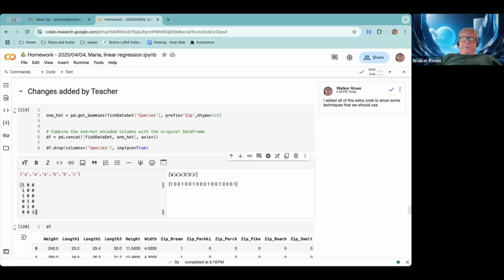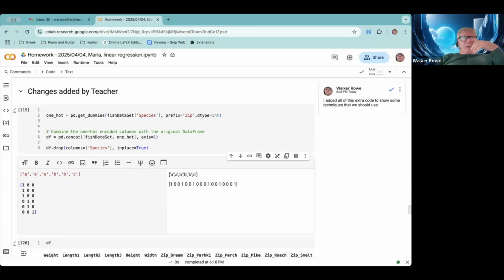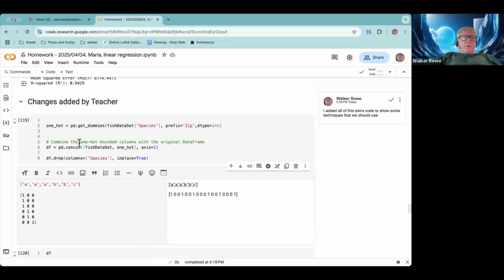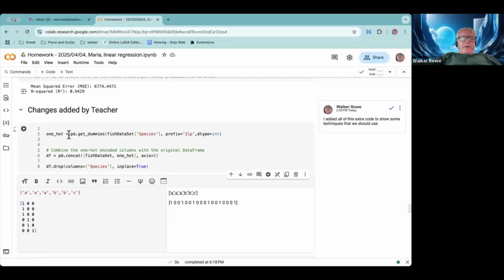So now we can do math against it, right? I mean, this we can multiply by a coefficient, and it will make sense. Okay. So anyway, here you can see it here. So I do this thing here. I don't know why they call it this. Get dummies. What a dumb name.